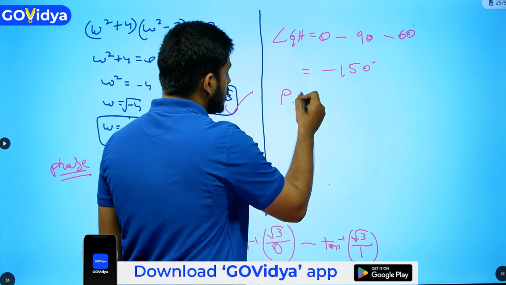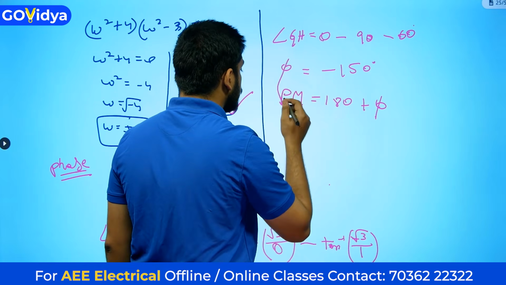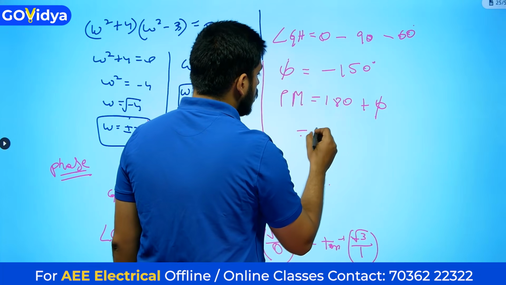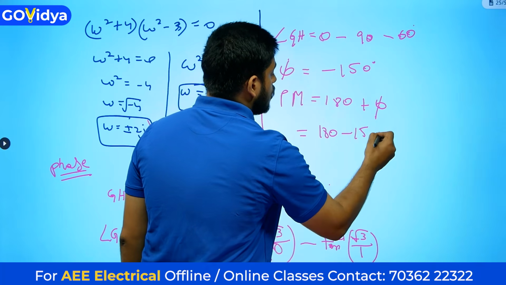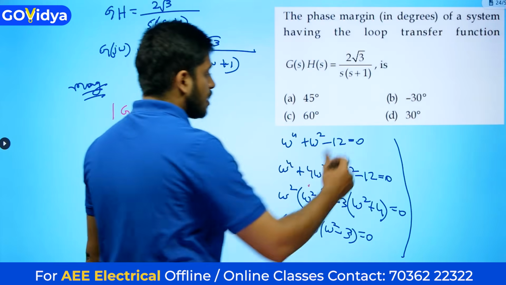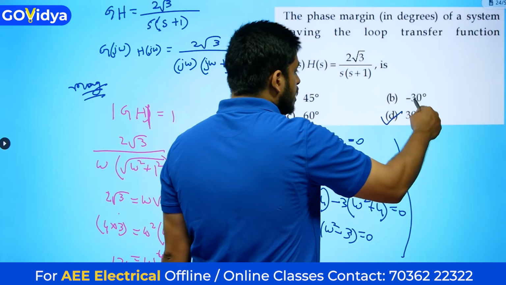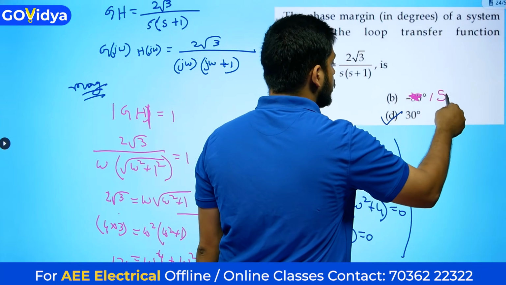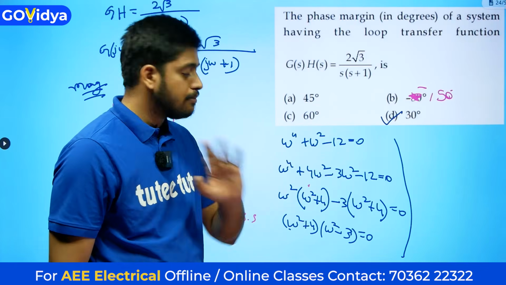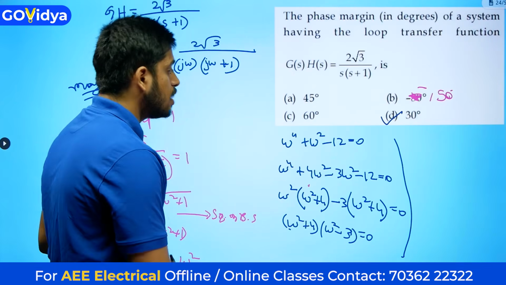So PM, what is the value of PM? 180 plus phi. This is the value of phi actually. Okay, not PM, phi. We need phase margin. So 180 minus 150. The answer is 30 degrees. 30 degrees is the right answer. In this option there is no 150, so students may not get confused. Suppose in the place of this option, if there is 150 or minus 150, many students will get confused and directly put that as the option. But that is not the thing. We need phase margin PM, not the phase angle. Okay, understood students? Next question.